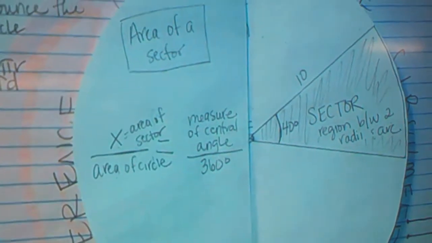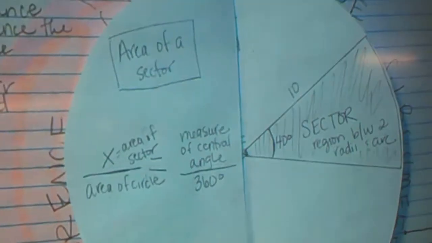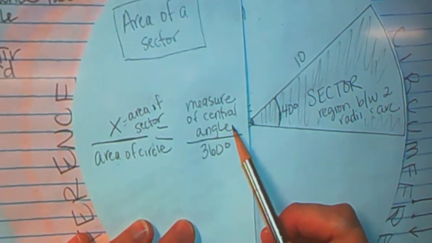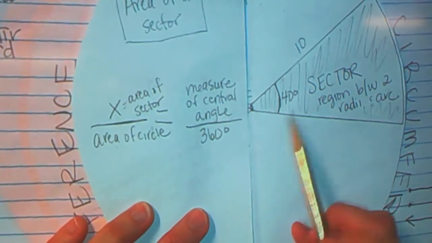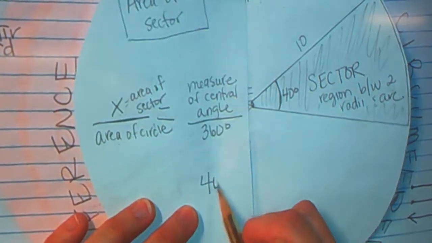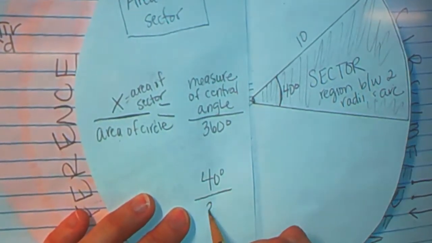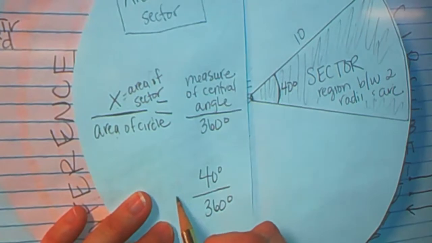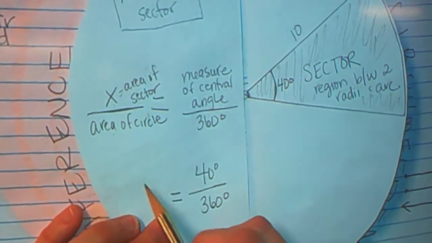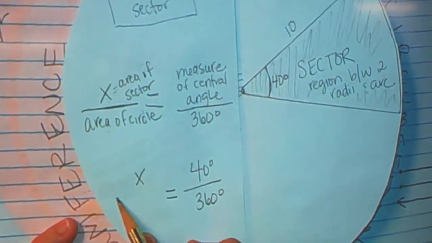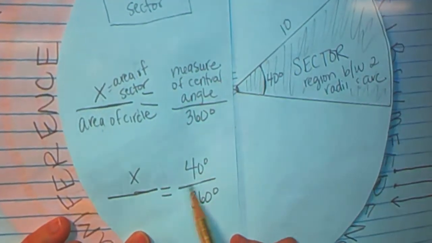Okay, now we can plug in what we have to solve for the problem. So what is the measure of our central angle? 40. 40 degrees. And we always put that over the total number of degrees, which is 360. The area of the sector is what we're trying to find. How do we calculate for area of a circle? Cross and multiply.